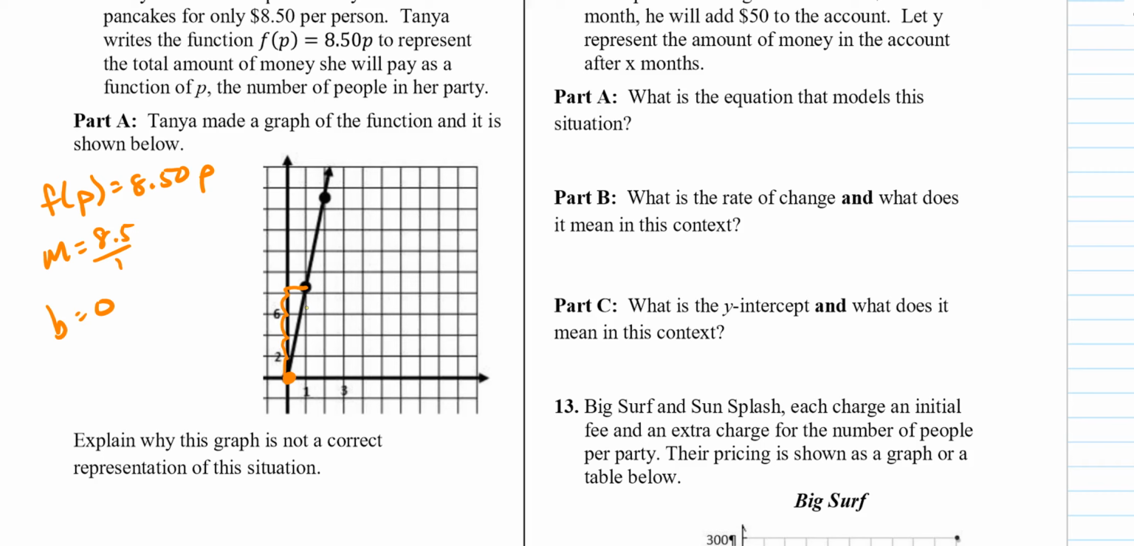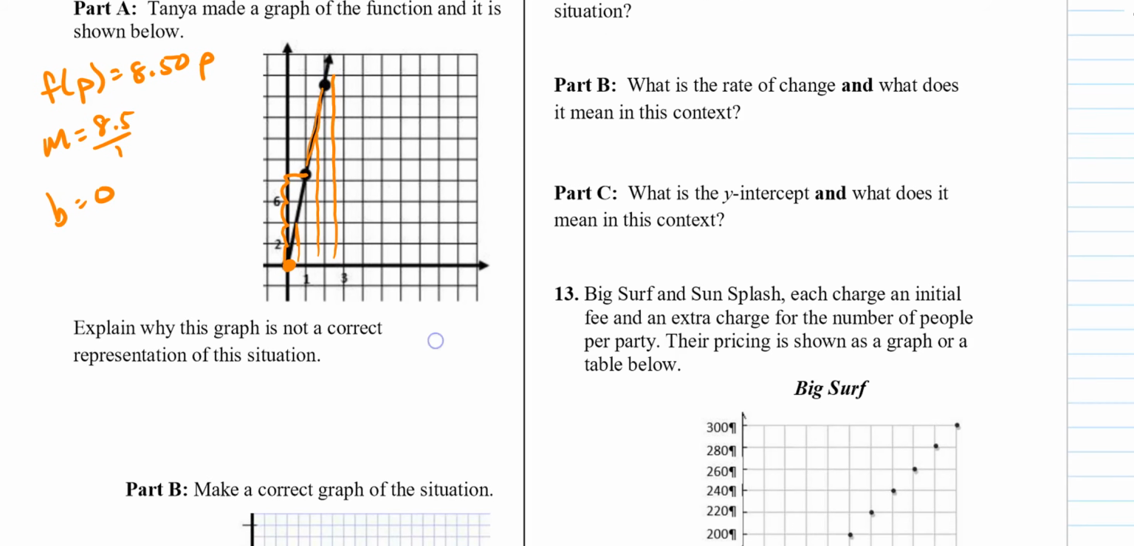Well, the only thing that it could be, we shouldn't have this line here. This line means that we can pay for half of a person, or we can pay for 2.6 people, or we can pay for 3.1 people. We can't do that. So explain why the graph is not correct. It should be discrete, not continuous.